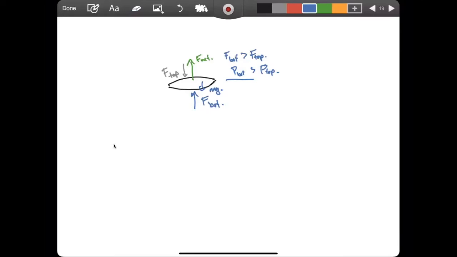Now, using Bernoulli's equation, since the pressure on the bottom is higher, the velocity of the particles moving under the wing, v bottom, must be less than the velocity of the particles moving over the top of the wing, v top. So v top must be bigger than v bottom, because from Bernoulli's equation, the higher the velocity, the lower the pressure, and the lower the velocity, the higher the pressure, to make sure this thing actually flies.